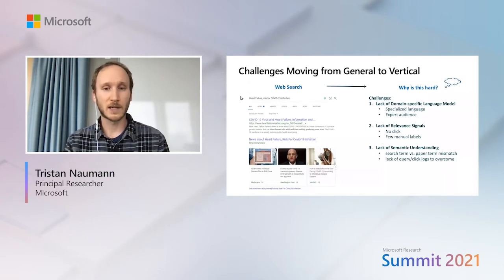Second, a lack of relevant signals. In our case, establishing relevance relies on the assessment of a narrow audience, and we don't have large-scale click logs to intuit their behavior. The result is limited access to two resources that are commonly used to establish relevance.